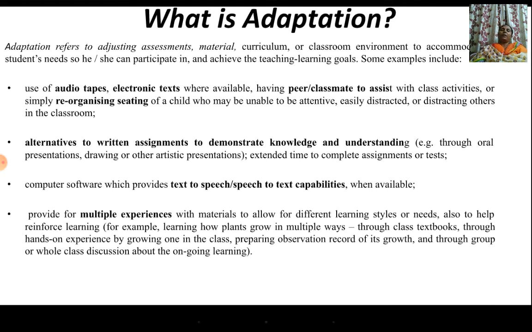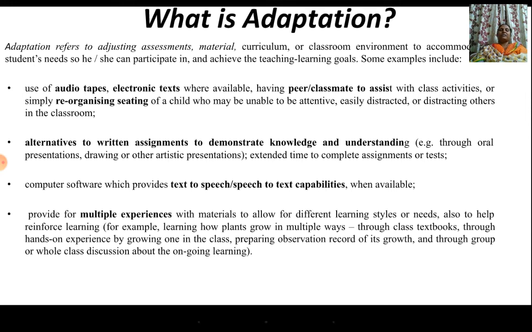And then we can go for alternatives to the assignment. Instead of a written assignment, we can have the child narrate that incident or experience orally, through drawing or through art, and extended time can be allotted to them to complete their assignment. Why? Because they will lag behind in completing the assignment along with their age and grade appropriate peers. And then computer software like text to speech and speech to text capabilities can be used appropriately in the classroom based on availability.